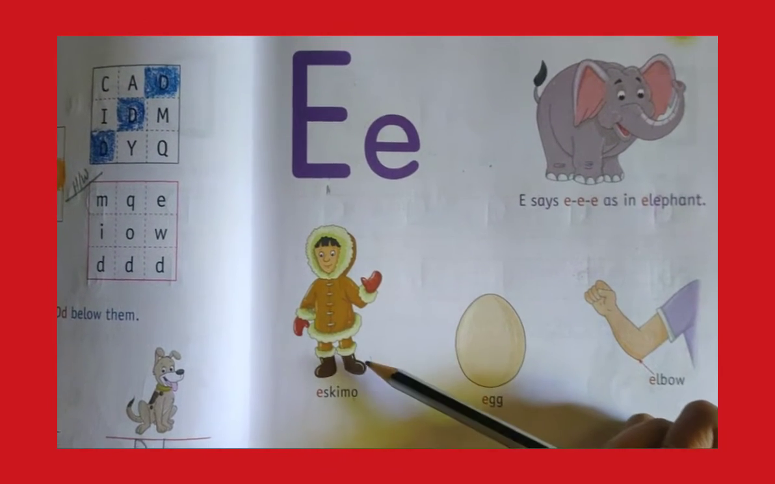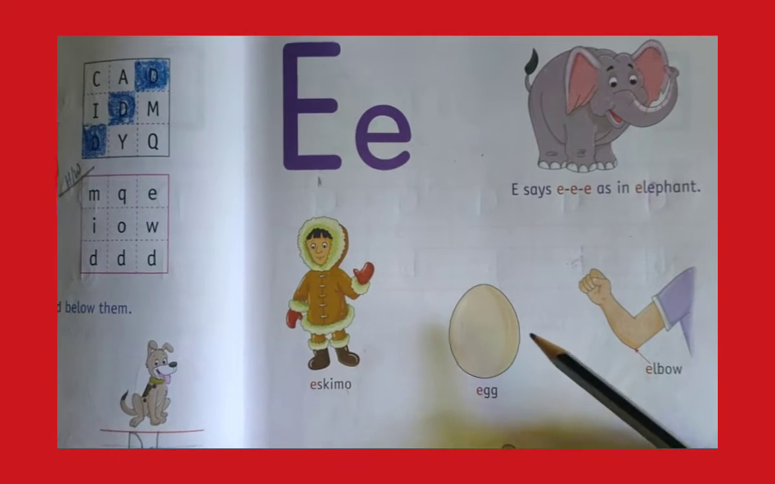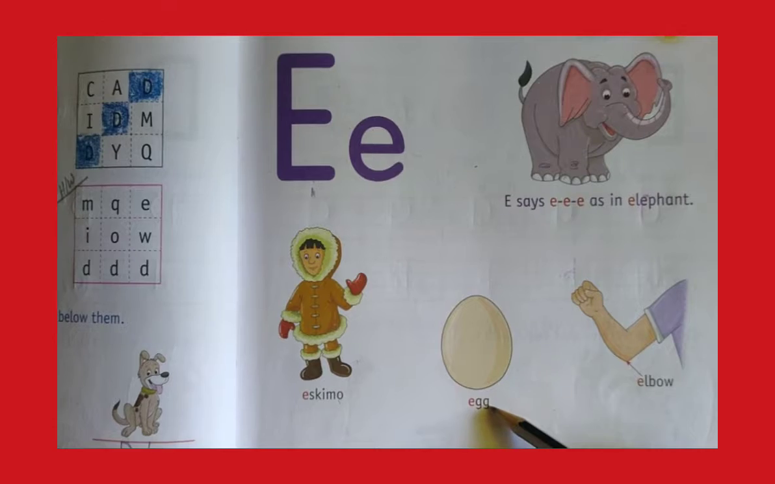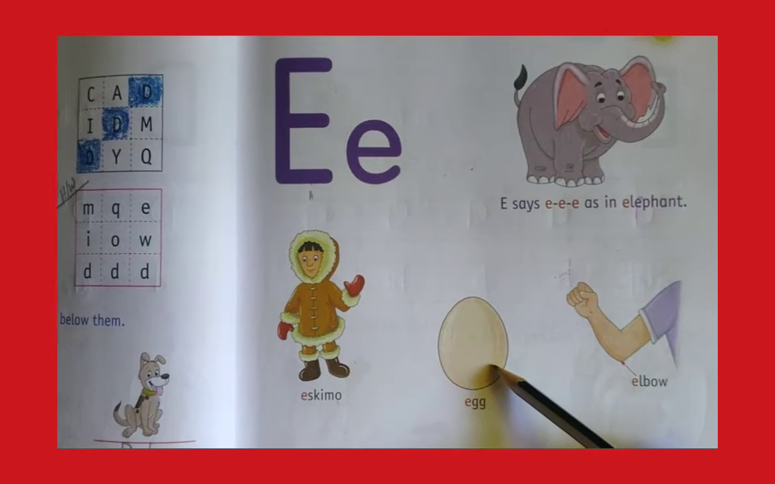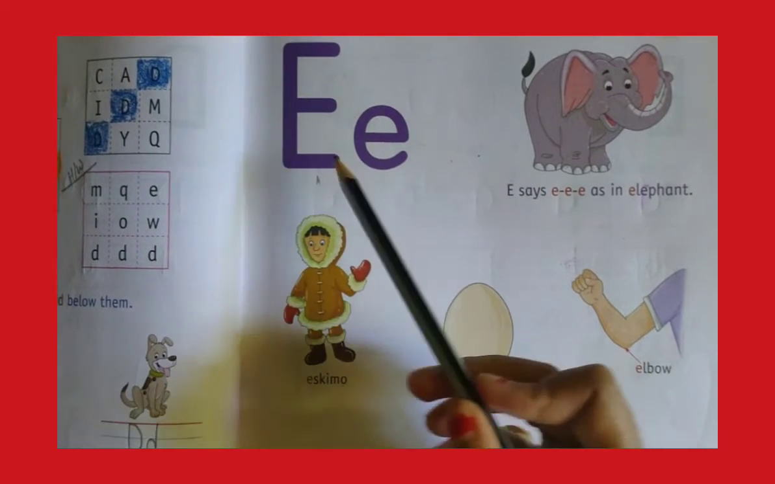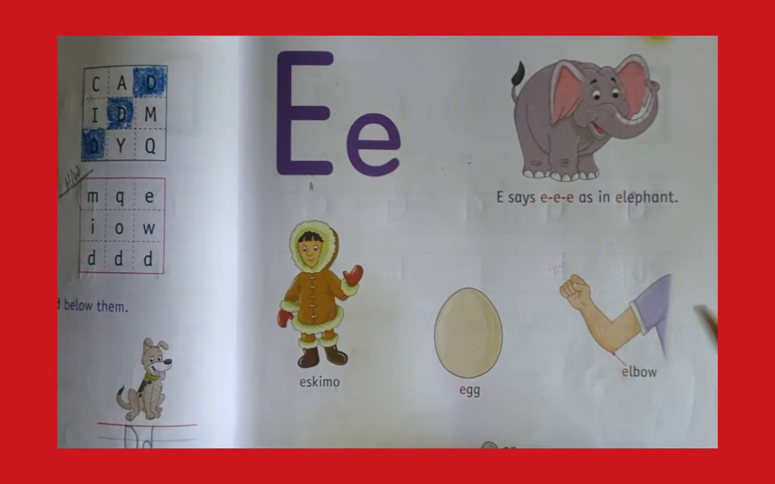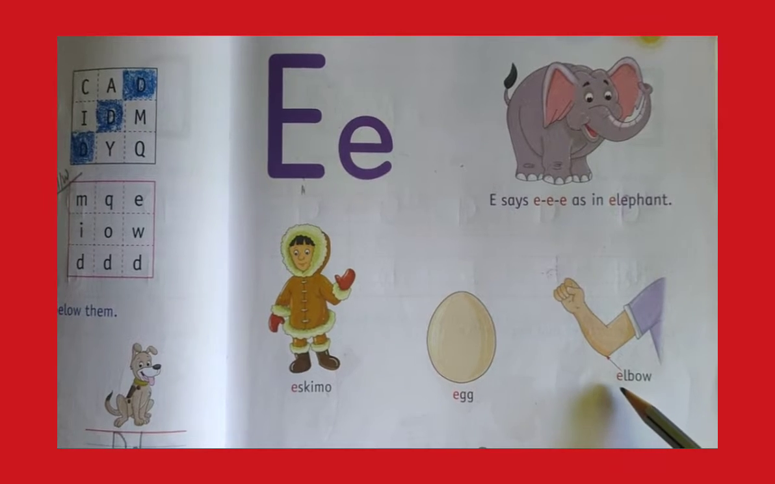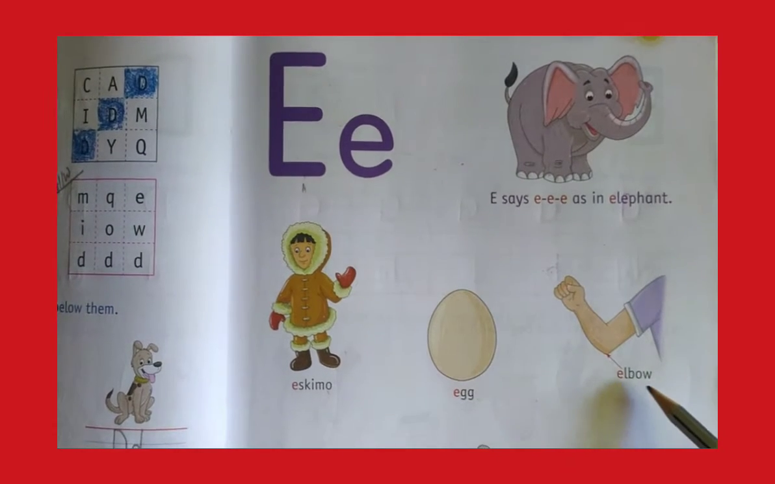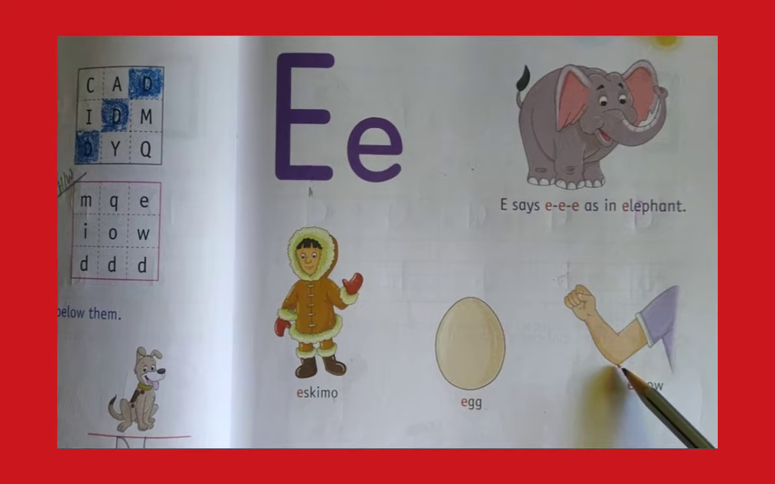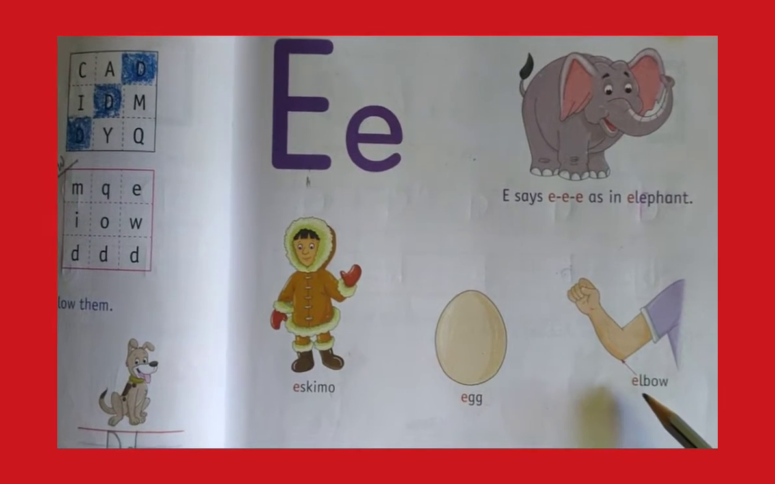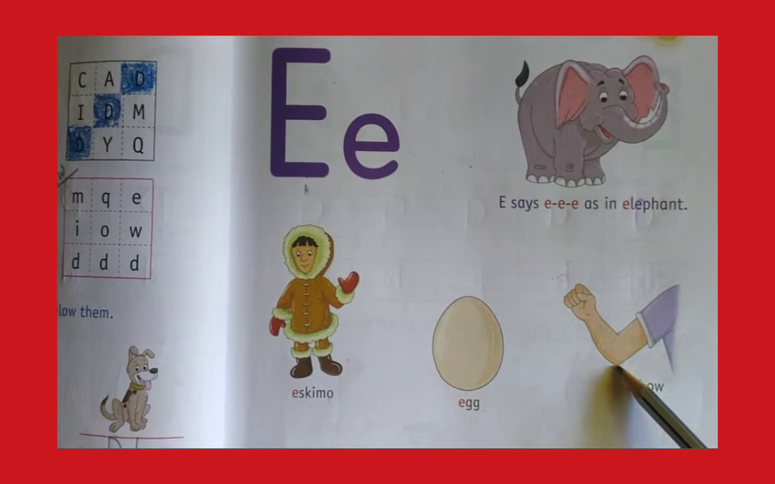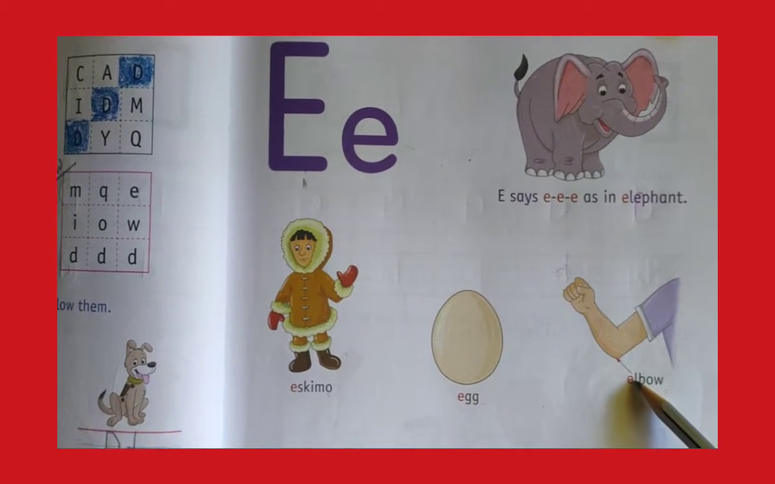Eskimos are snowman. Okay. Next picture is egg. Egg. What is the name of this picture? Egg. E for egg. Next object is elbow. Elbow. The name of this body part is elbow.